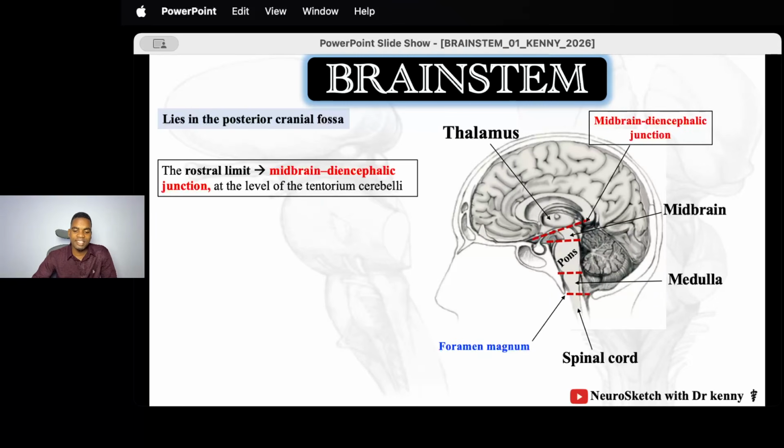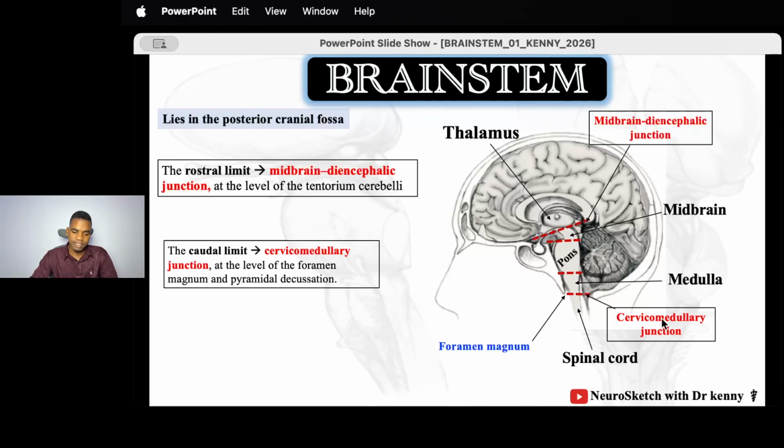And inferiorly, the medulla is bordered by the spinal cord, but to be specific, the cervical part of the spinal cord. Remember, the spinal cord has got different parts. So this junction is called the cervical medullary junction, a junction between the cervical part of the spinal cord and the medulla. And this junction is exactly at the level of the foramen magnum.